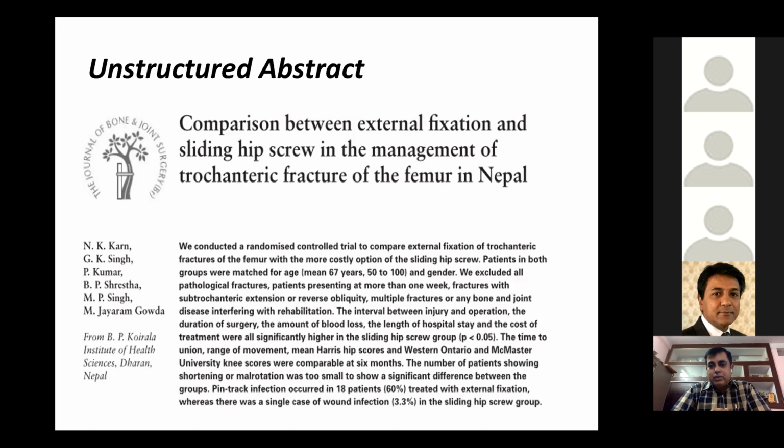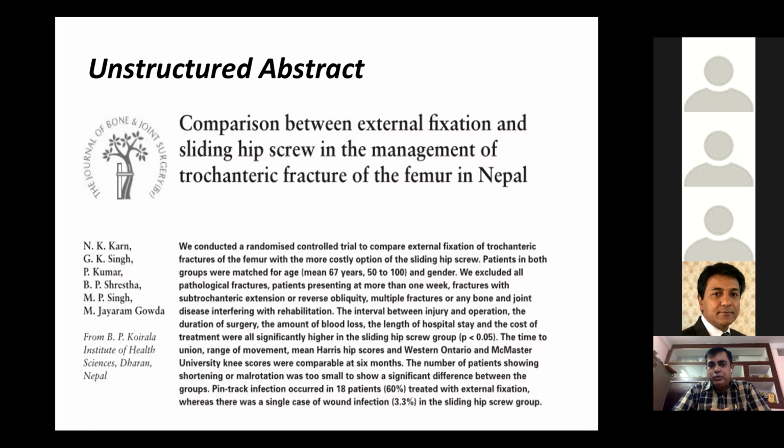The interval between injury and operation, duration of surgery, amount of blood loss, length of hospital stay, and the cost involved were all significantly higher in the sliding hip screw group. So one group I am showing as superior compared to the other group. See the statistical part: I have just given a p-value, p less than 0.05. All details of the statistical values should not be given in the abstract. Up to the p-value will suffice.